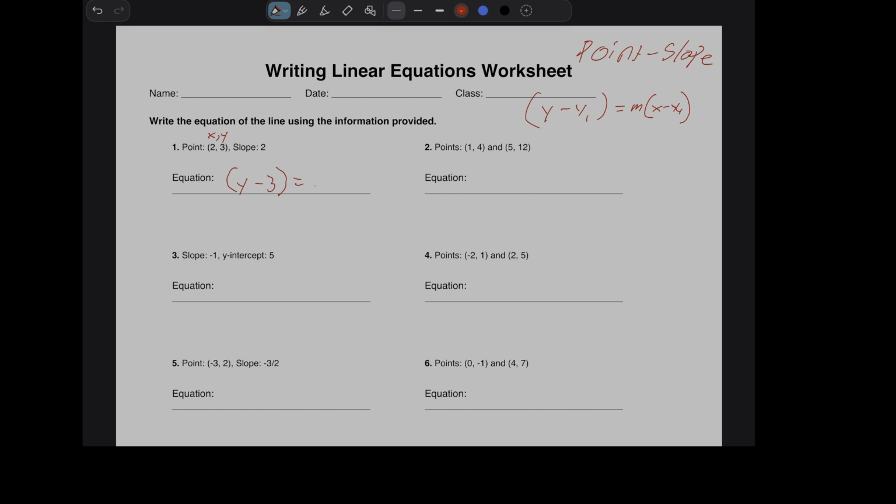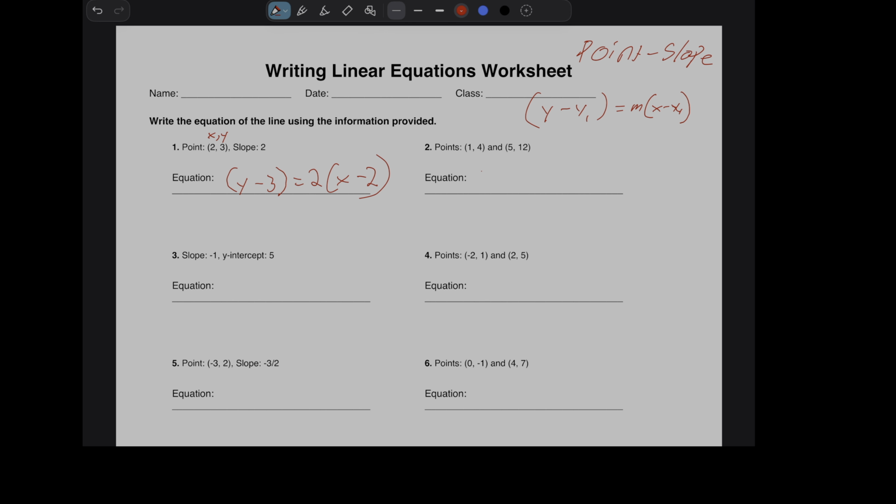That equals m, which is the slope. Well, what's the slope? The slope is 2. Okay, so I'm going to write 2, parentheses, x minus the x, which is 2. And that right there would be the point slope formula. Now, look at number 2. Number 2 tricks you out a little bit, okay?